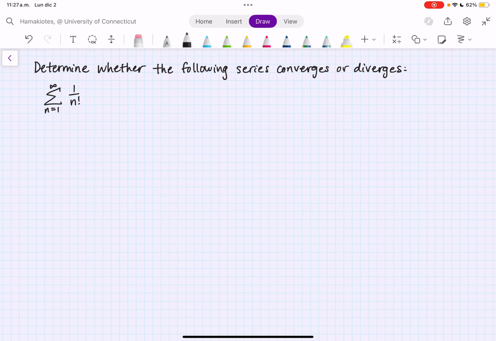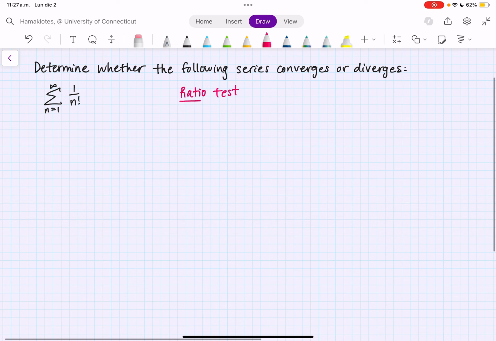In this video, we are going to determine whether the following series converges or diverges. So here we have the sum from n equals 1 to infinity of 1 over n factorial. So we're probably going to want to use the ratio test because we'll get some cancellation if we write a_{n+1} over a_n. So what do I mean by that?